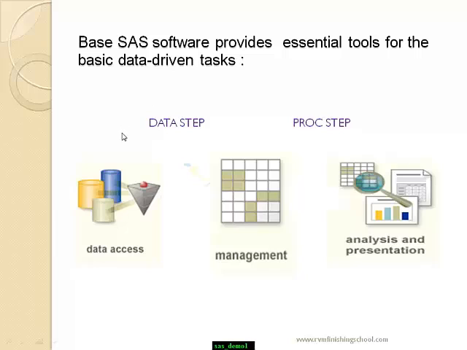Basically, the building blocks of SAS work on two kinds of steps: the data step and the proc step. It is not necessary to have so much coding. These are the only two basic building blocks of SAS programming: a data step and a proc step. Through the data step, you make a data set in the form of SAS, and through the proc step, you give the reports.